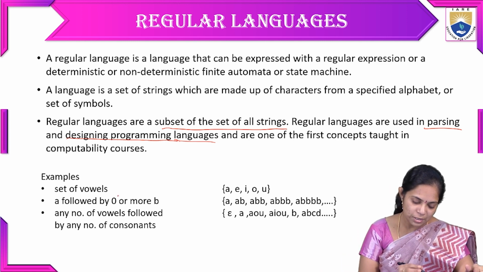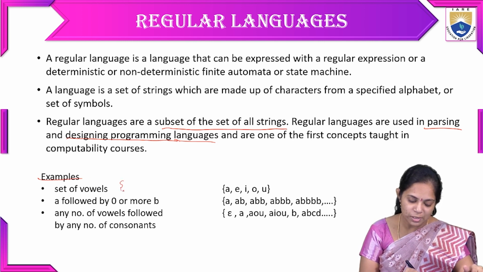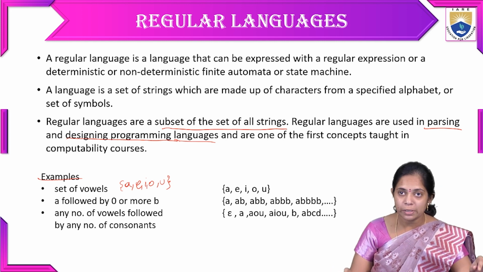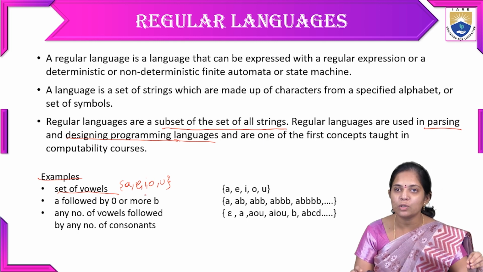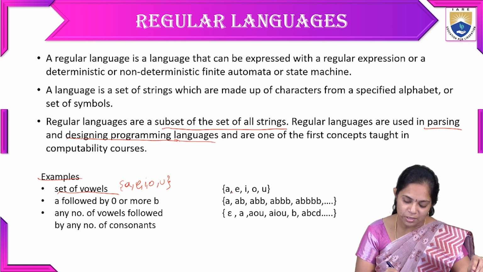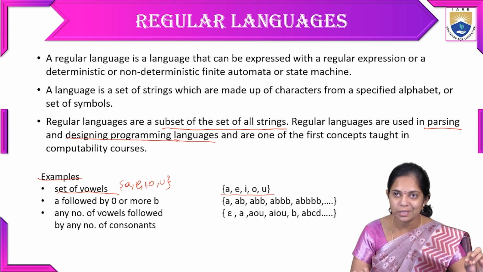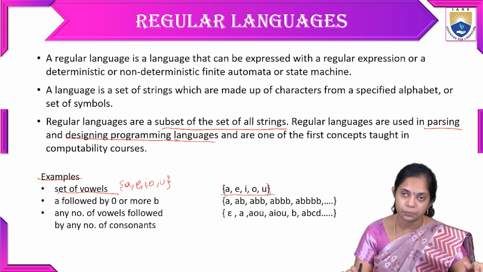Here are some sets. We have taken some examples. First, the set of vowels. How many vowels are there? A, E, I, O, U. These are the vowels in the alphabet. How do we describe the language of this set of vowels? It's a subset of the strings A, E, I, O, U.